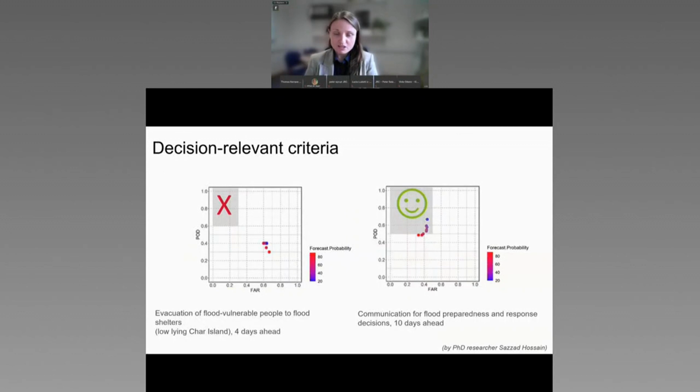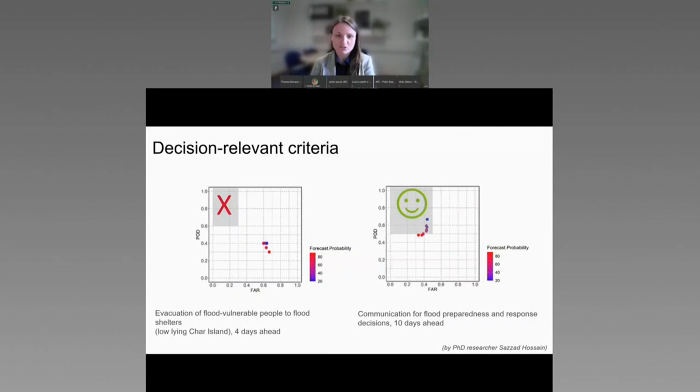So when we actually undertake the evaluation against these skill criteria, we end up getting some rather counterintuitive results. On the left, you can see that you've got a grey box, which is quite small, and gives us the accepted range for probability of detection and the false alarm ratio. On the right, a larger box, and actually the forecasts end up being inside that grey box. So what this tells us is that GloFAS can be used for longer lead times for the communication for flood preparedness and response, but not for the shorter lead times, which is for evacuation.